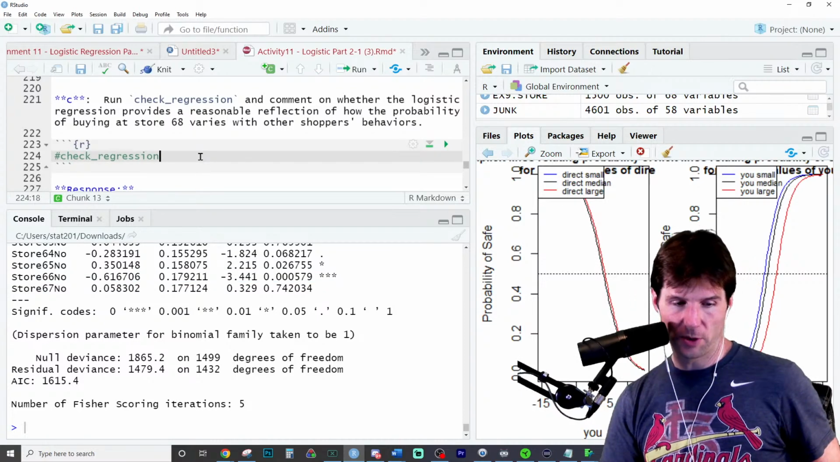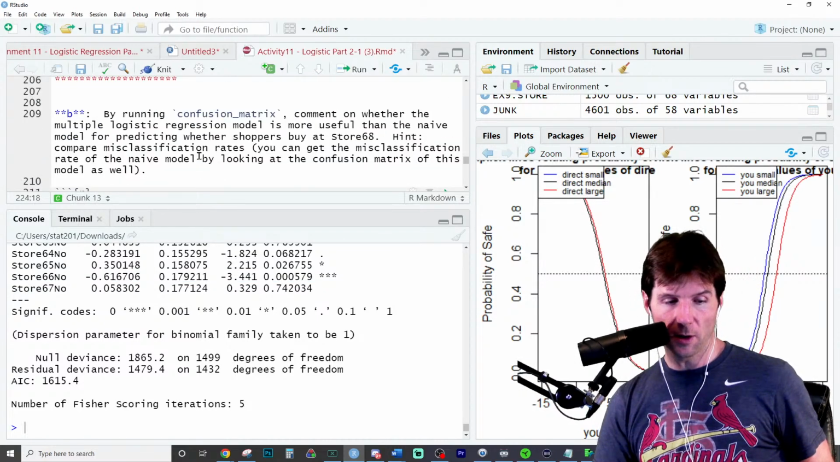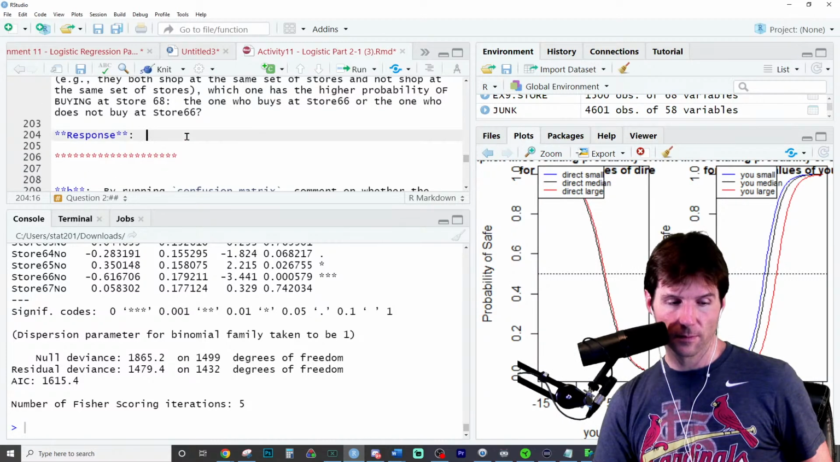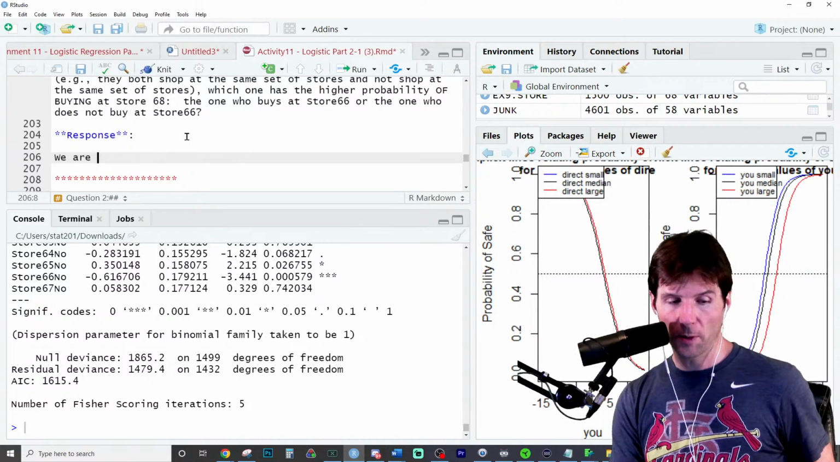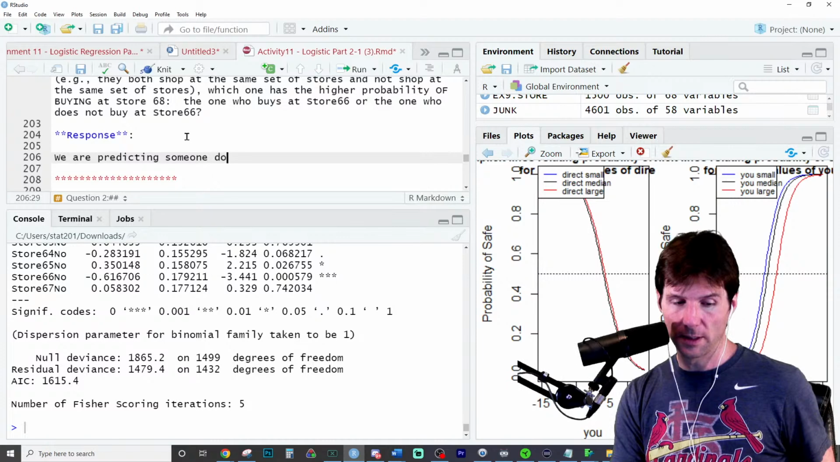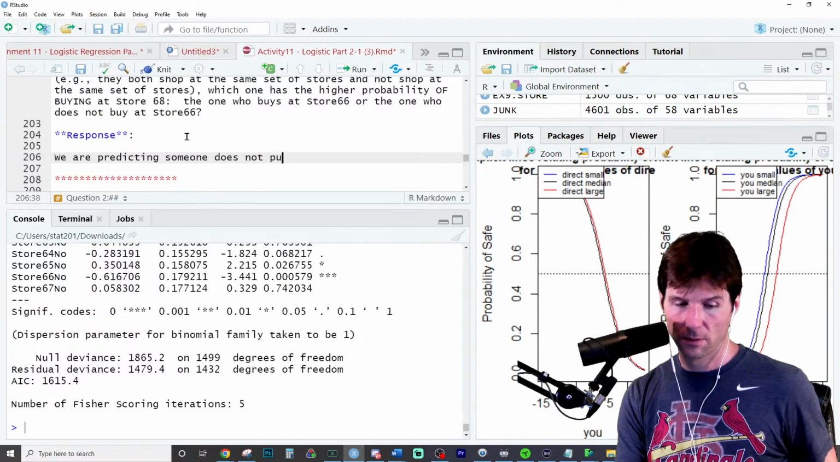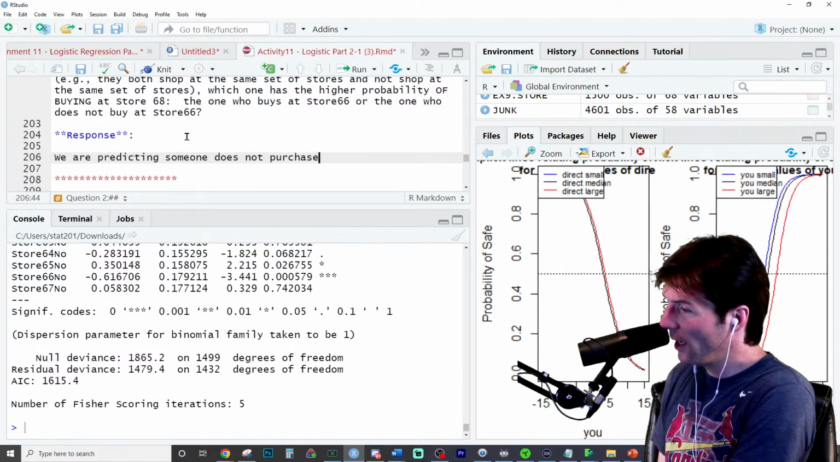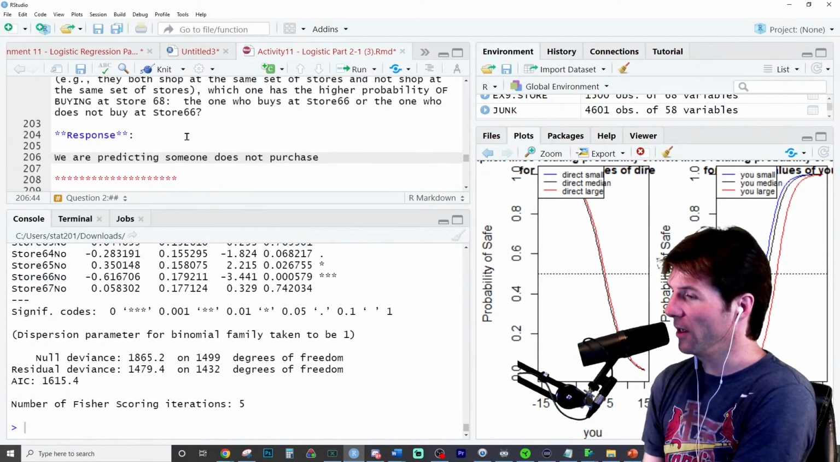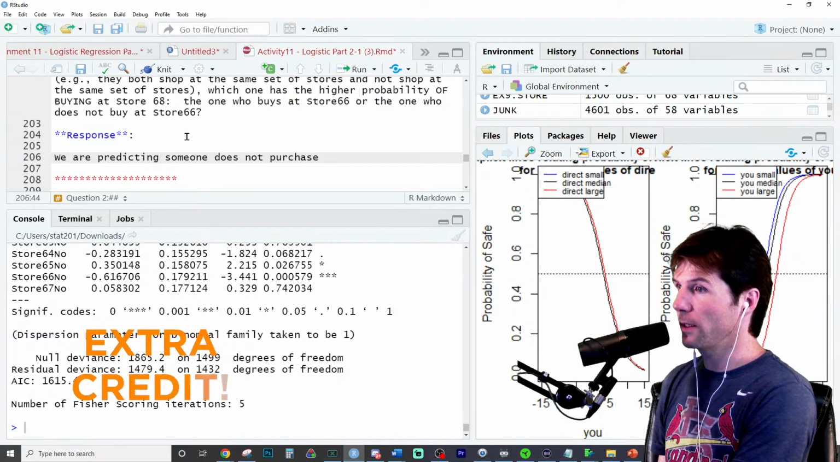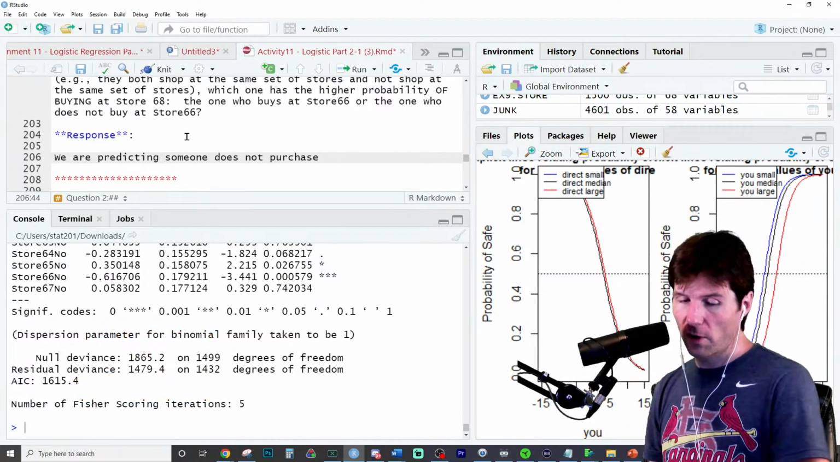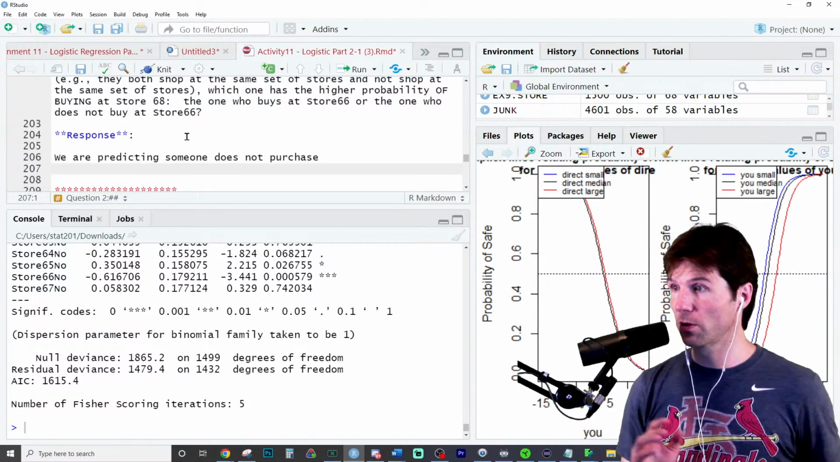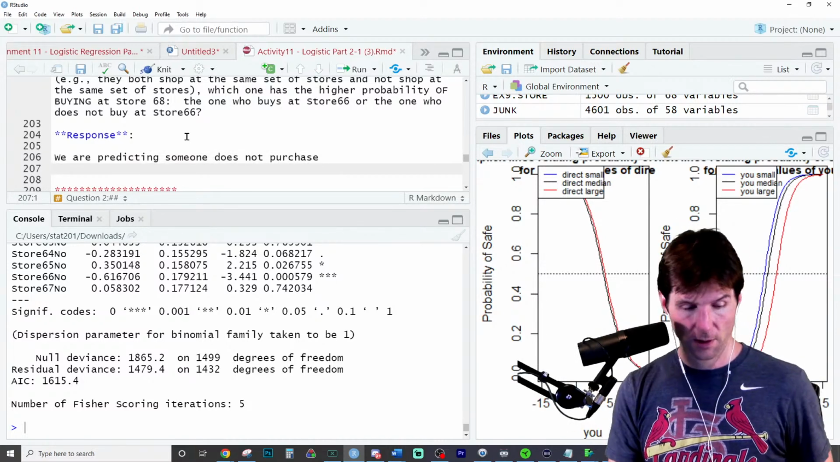Now this is going to be a little bit a lot. Let's write it down to make sure we see it. We are predicting someone does not purchase. That's because it's last alphabetically. We are predicting somebody does not purchase because it's last alphabetically. So we're predicting not purchase.